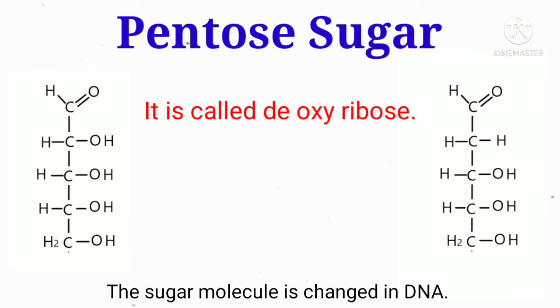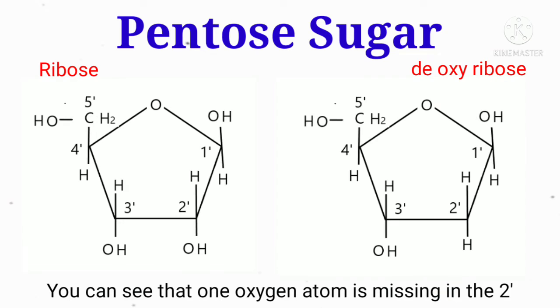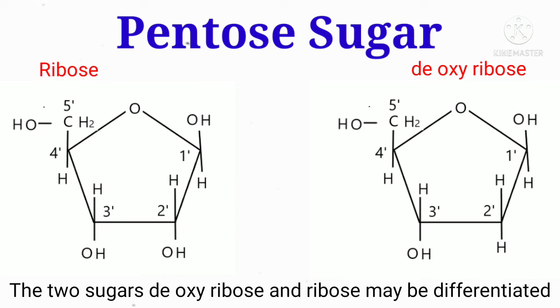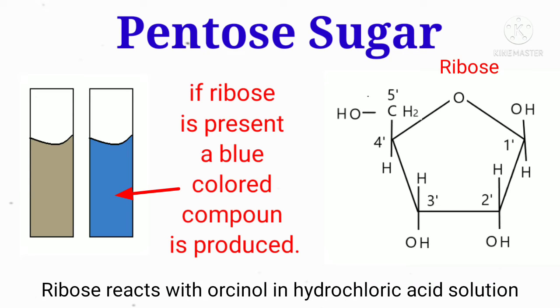The sugar molecule is changed in DNA. You can see that one oxygen atom is missing at the 2' position. That's why this is called deoxyribose. The two sugars, deoxyribose and ribose, may be differentiated very easily by means of specific color reactions.